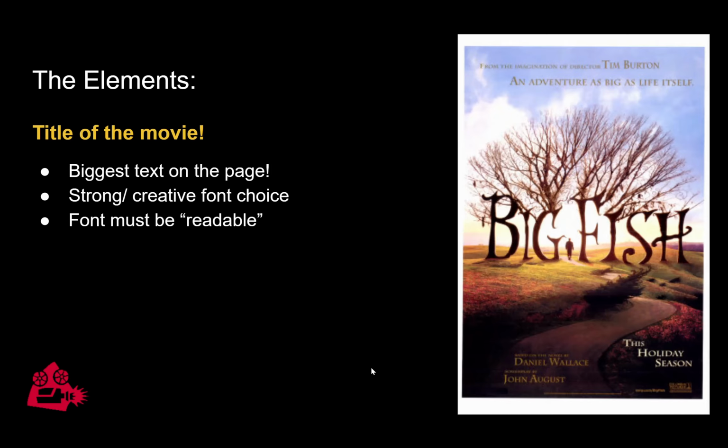Generally some kind of strong or creative font choice that fits the style of the movie. The font needs to be readable. If we can't read it, there's no point, right? So sometimes too much decorative is too much decorative.